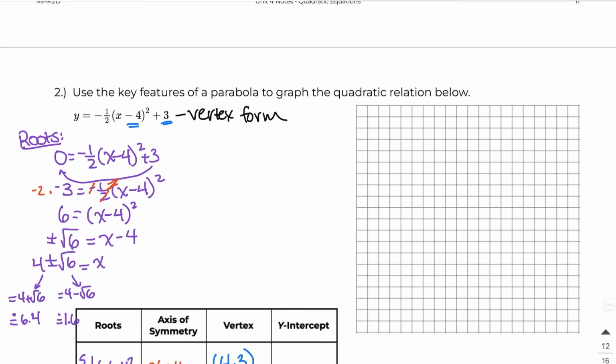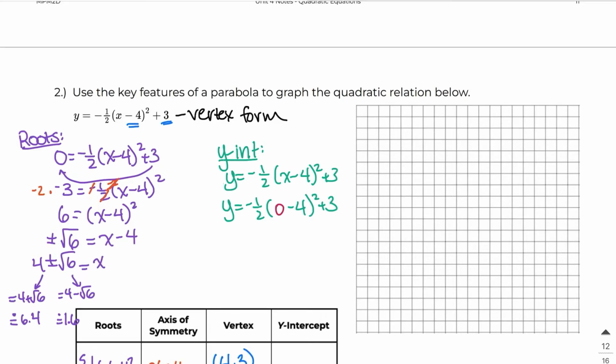Okay, and then lastly, I need to find the y-intercept. To find the y-intercept, I'm going to do exactly the same thing that we have always done. I just plug in 0 into my equation for x. So here's my equation, and instead of x, I'm going to replace it with a 0.